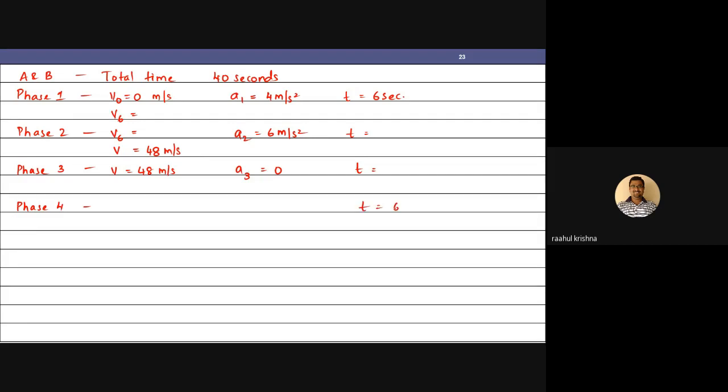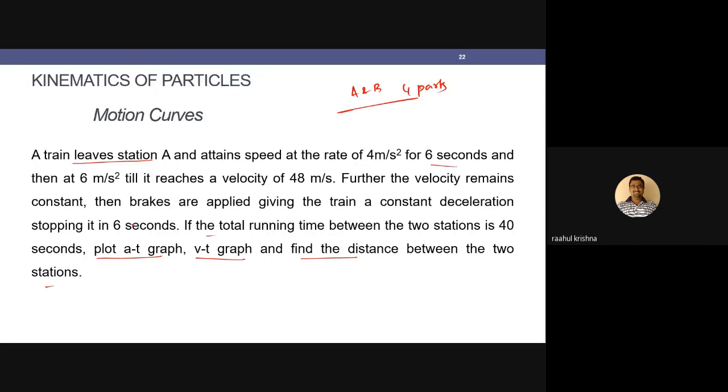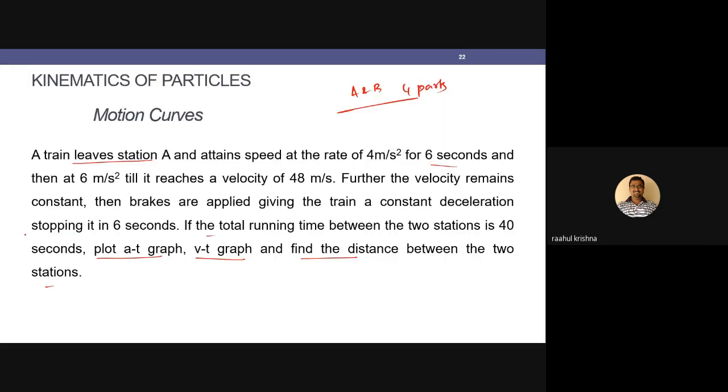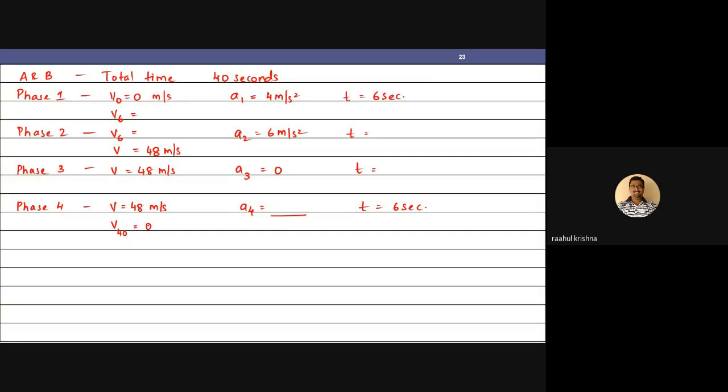So time equal to again 6 seconds. The acceleration in this region, I don't know. The initial velocity which was there, my initial velocity will be 48 meters per second, right? Because nothing is given there. And what is the final velocity at the end of 40 seconds? So V40, the velocity at the end of 40 seconds, stopping in 6 seconds, so my final velocity will be 0 meters per second.